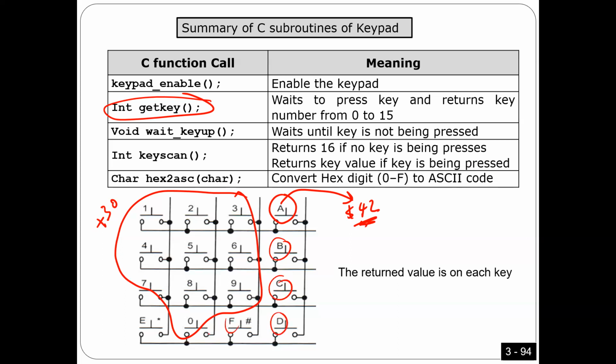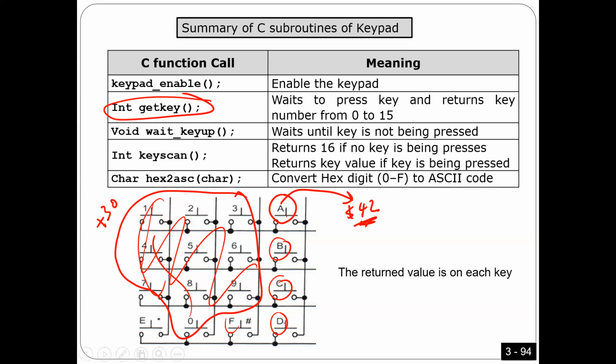So again, from 0 to 9, this is easy, just add 30. For the other ones, I need to check because I don't know what value is coming. Is it between 0 and 9 or not? Yes, you can check. If it is between 0 and 9, add 30. Otherwise, if it is between A and D, you add another number, and so on. But I'm going to make it easier than that.